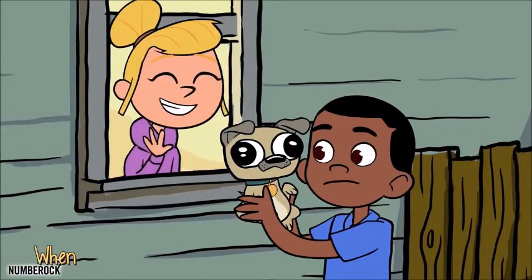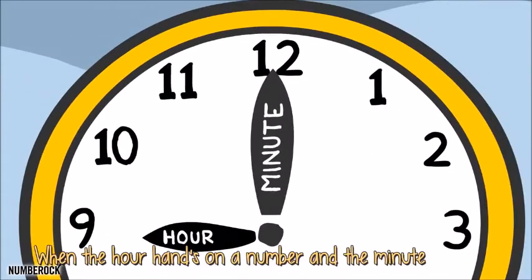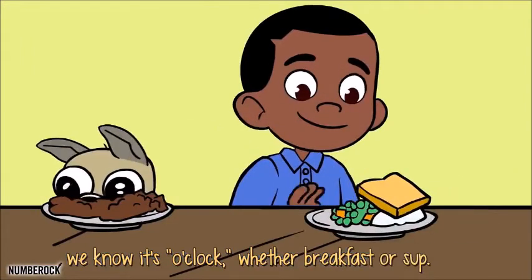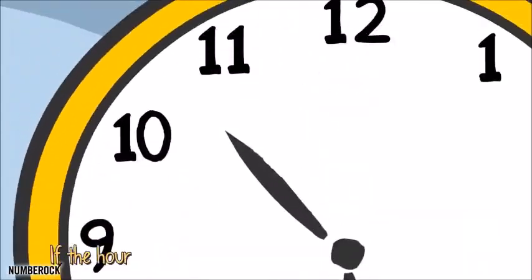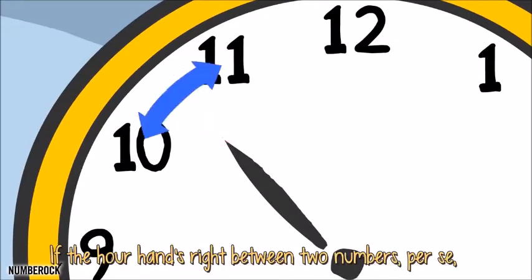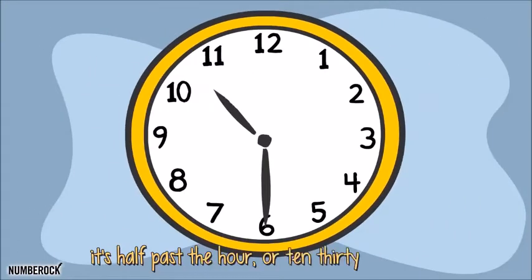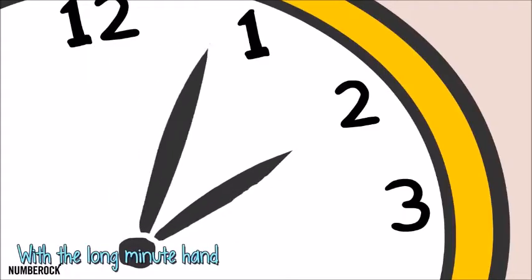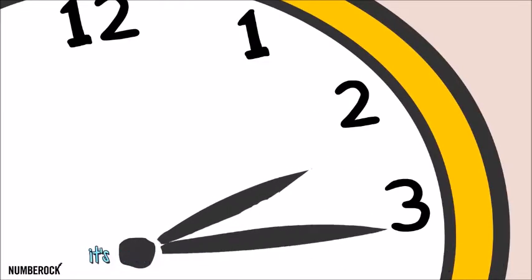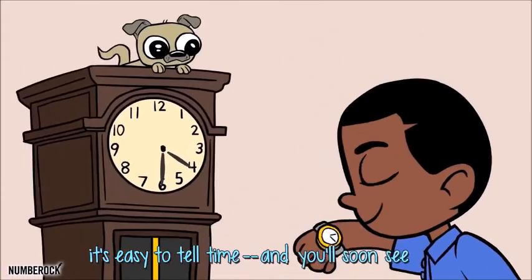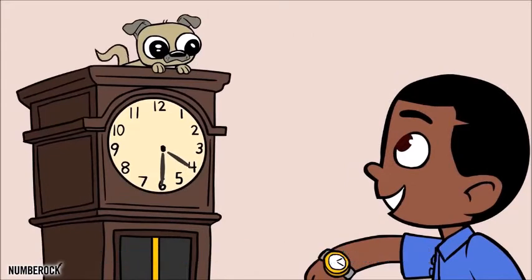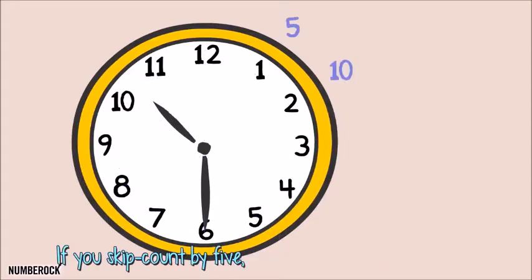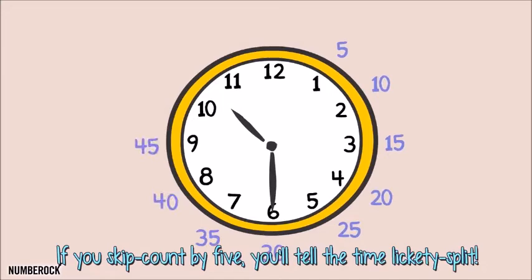When the hour hand's on a number and the minute hand's up, we know it's o'clock, whether breakfast or supper. If the hour hand's right between two numbers, per se, it's half past the hour, or 10:30 that day. With the long minute hand that represents the minutes gone by, it's easy to tell time and you'll soon see why. Each number on the clock is 5 minutes in it. If you skip count by 5 and tell the time, lickety split.